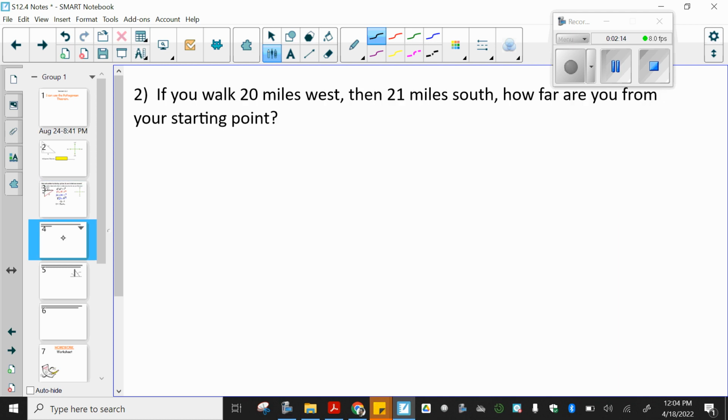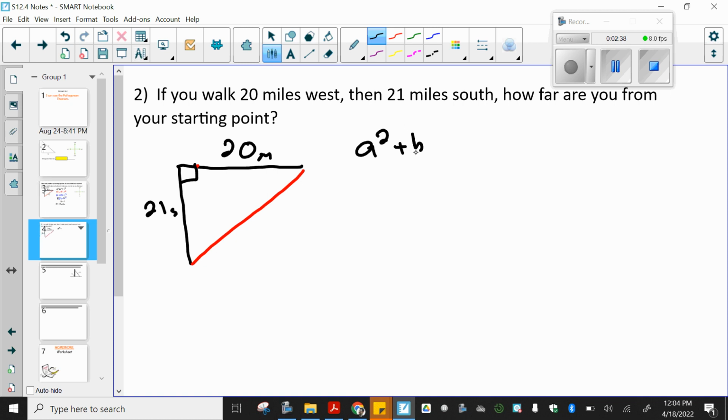All right, let's do another one. Now, we walk 20 miles west and then 21 miles south. How far are we from our starting point? Remember, it's a right angle. We have 20 miles west and 21 miles south. We're still going to use a squared plus b squared equals c squared. And we're going to call that 20 squared plus 21 squared equals c squared.